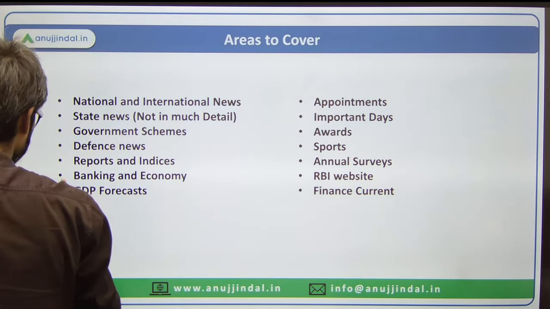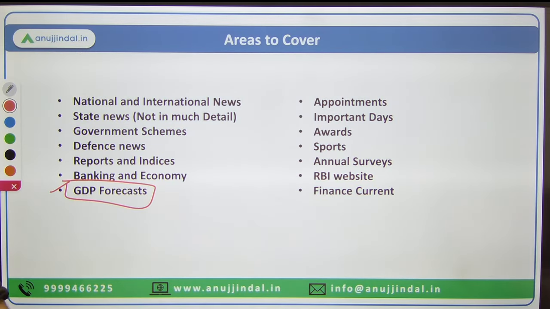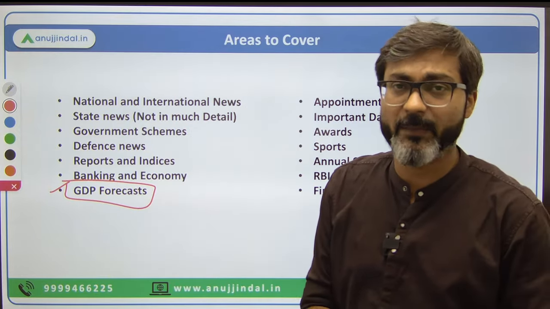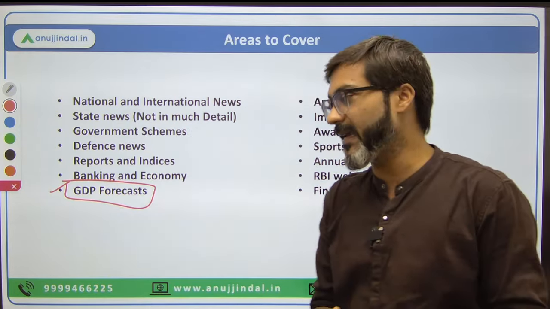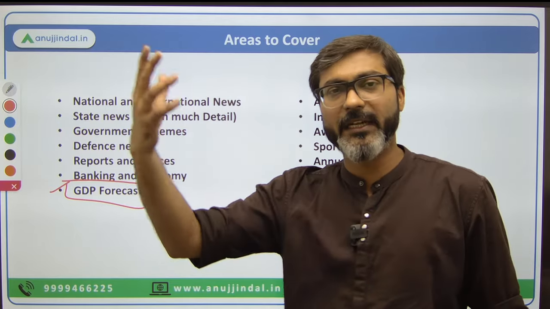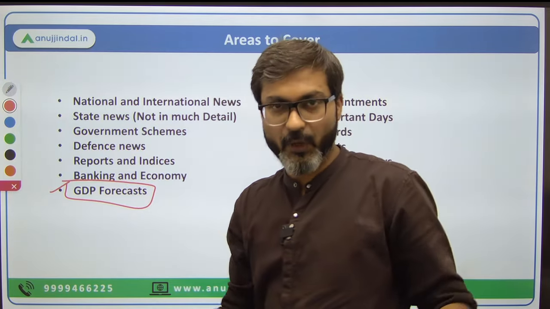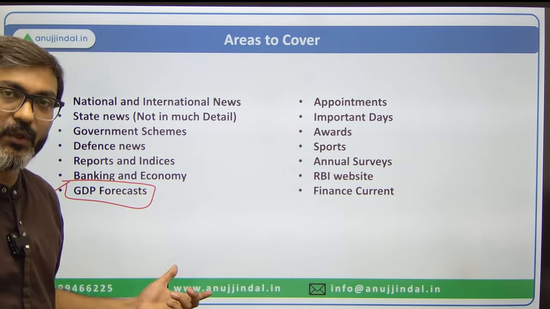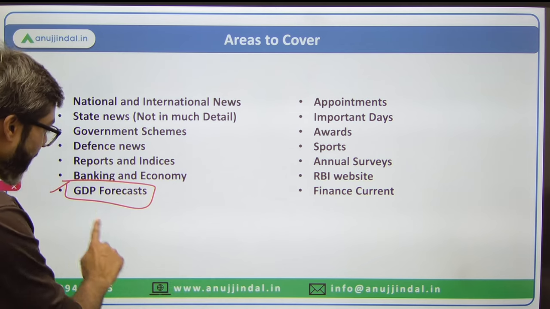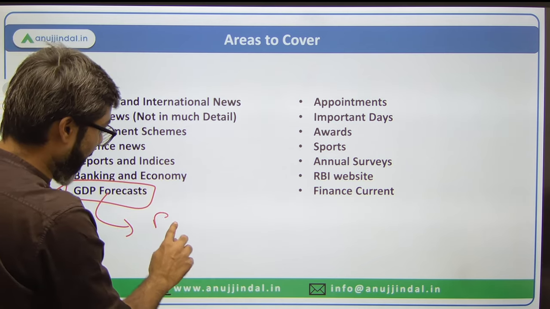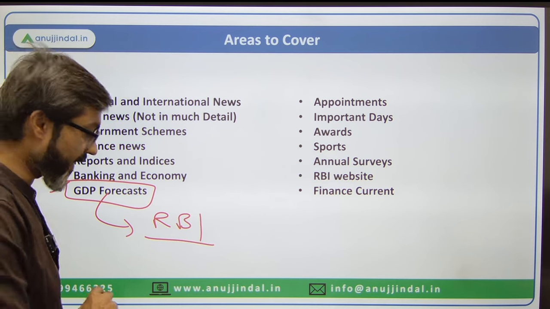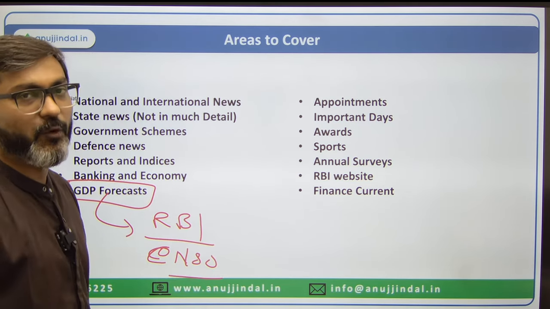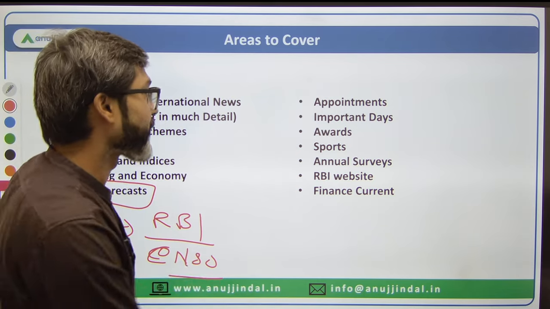GDP forecast. All the international organizations like World Bank, IMF, Asian Development Bank, Asian Infrastructure Investment Bank, all these international banks and organizations forecast the GDP of the entire world, right? So, usme India ki jo GDP forecast hoti hai, that you have to learn. And obviously, by the Indian organizations as well, RBI agar karta hai, to wo bhi aapko pata hona chahiye. Ya agar NSO कोई prediction करता है तो वो भी आपको पता होना चाहिए, right?